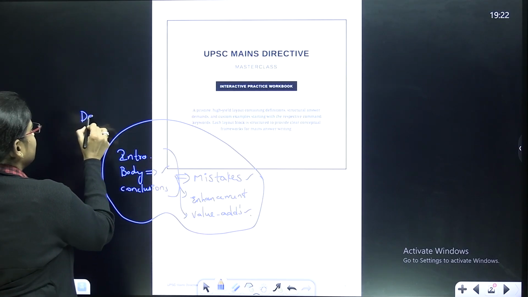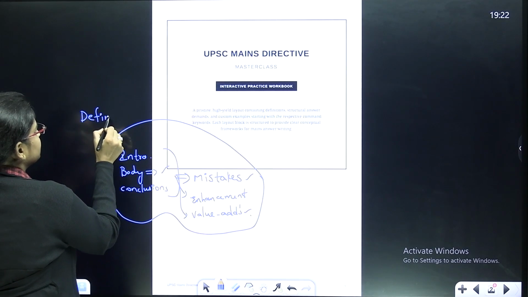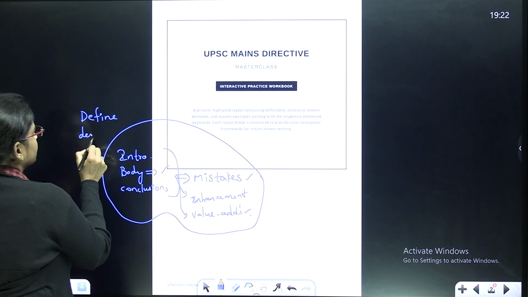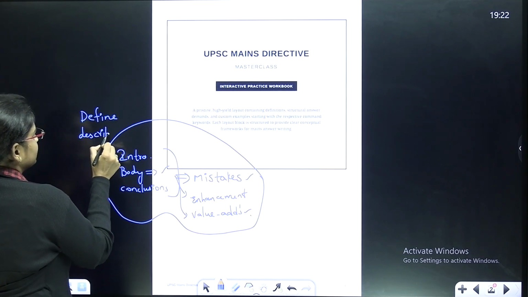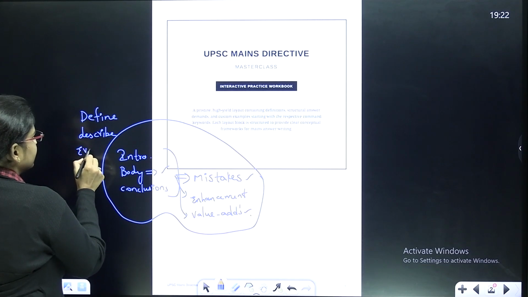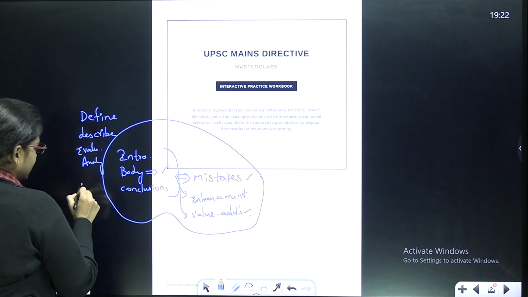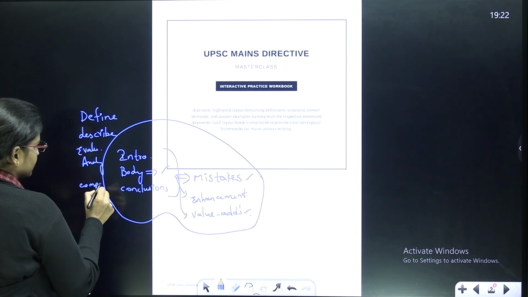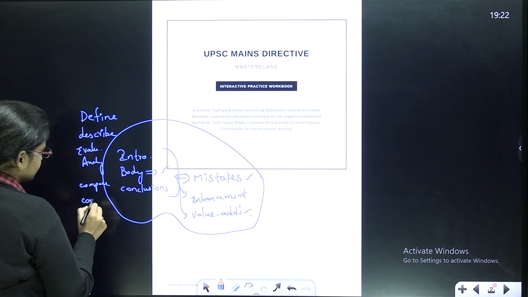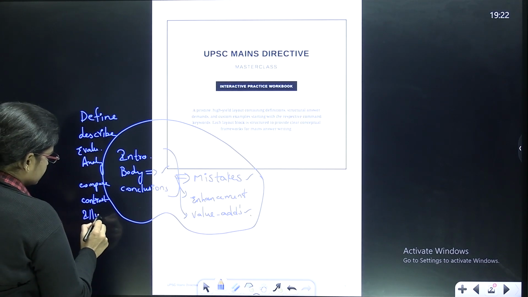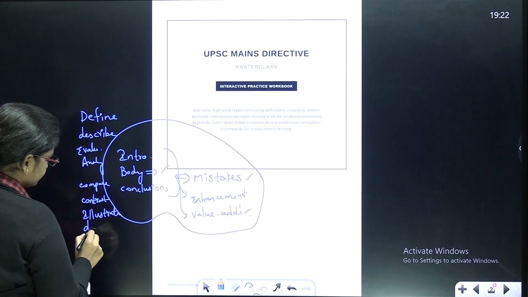Let's say, for example, they will use terms like define, describe, evaluate, analyze, compare, contrast, illustrate, differentiate.